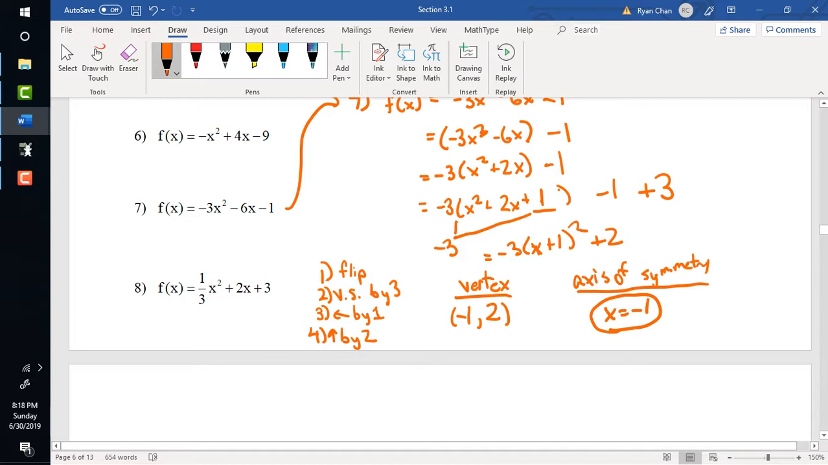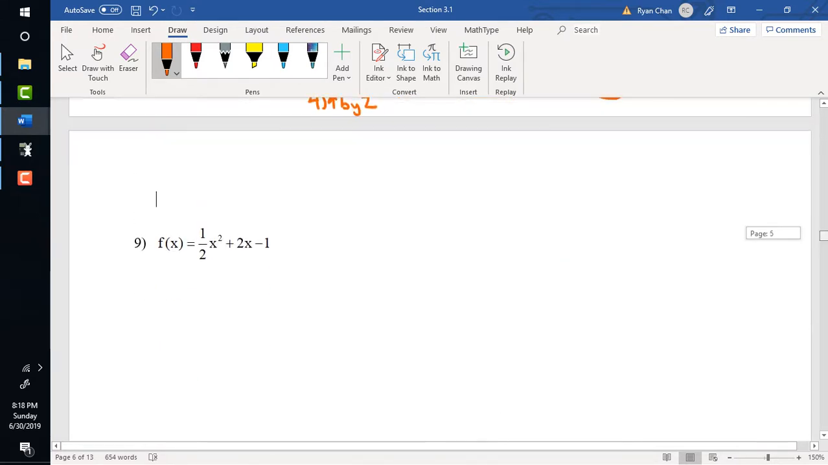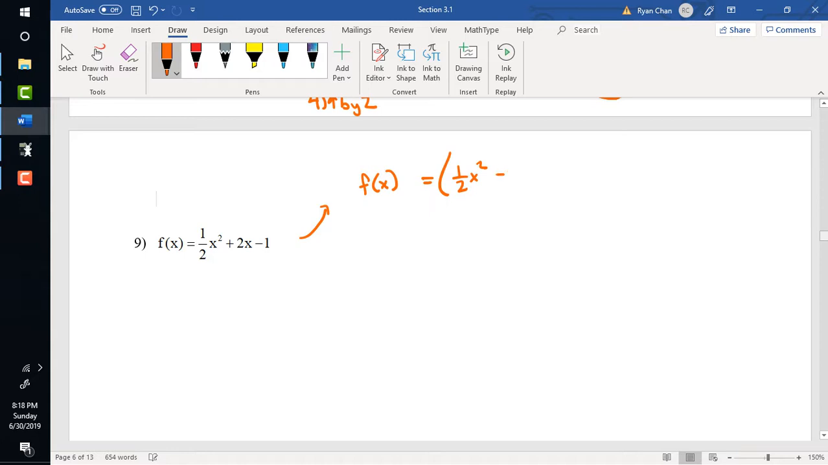I'm going to do the very last one, number 9, because number 9 can be a tricky one as well. So same thing. Once again, I'm going to group these two. The first 2 always gets grouped together. Be very careful when you pull out the 1/2 because you're dividing by 1/2, so that means you're actually multiplying by 2. 2 divided by 1/2 actually becomes 4.